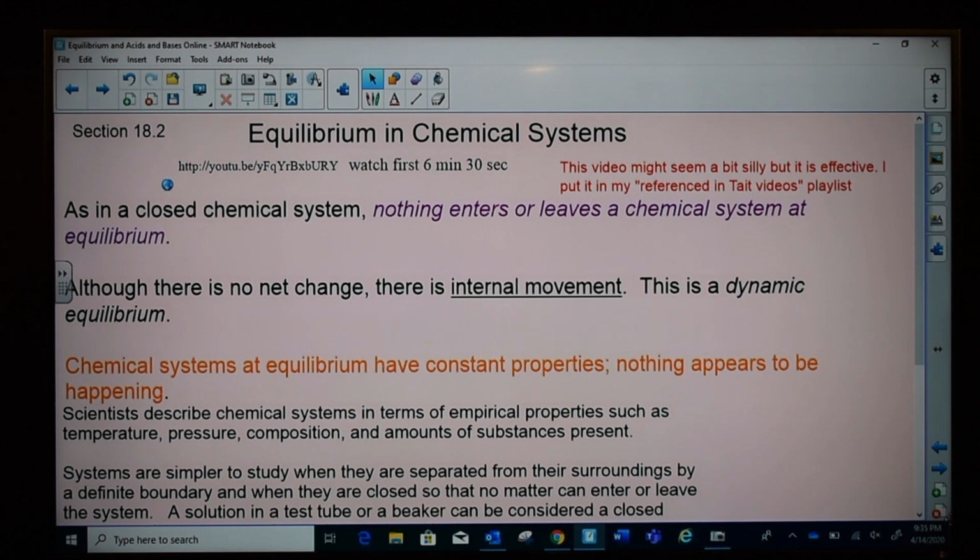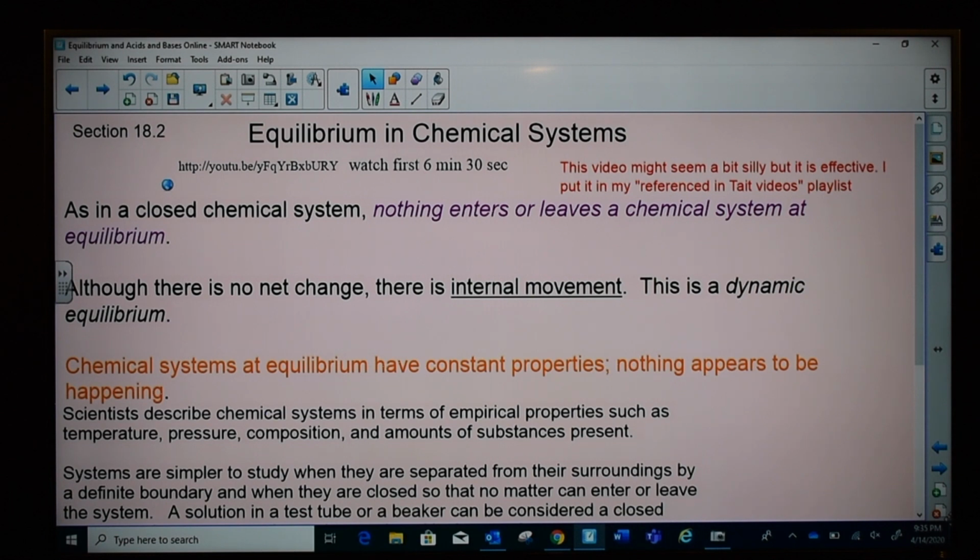Okay, so here we are again, and you'll see in red, this video might seem a bit silly, but it is effective. So hopefully you caught the idea. Equilibrium, dynamic equilibrium, internal movement. You can't necessarily see the particles, but they are moving.